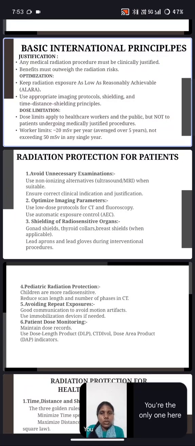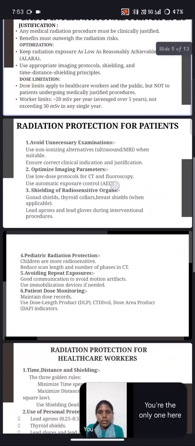And the third one is limitation. Dose limits apply to healthcare workers and the public, but not to patients undergoing medically justified procedures. The worker limit is 20 mSv per year, not exceeding 50 mSv in any single year.